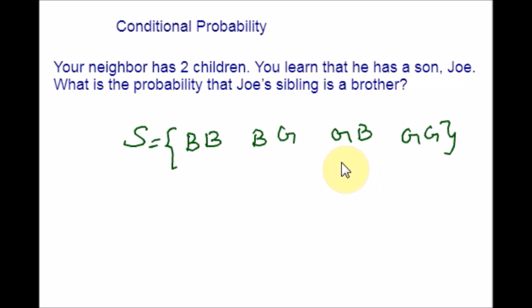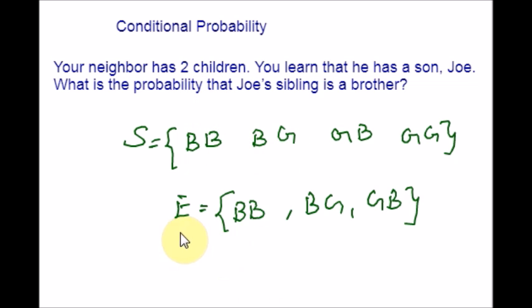Therefore, the event E that the neighbor has a son is the set E. So the event is the occurrence of boys. I am taking only the outcomes that have a boy in them. Let the event F be that the neighbor has 2 boys. Okay, that is, Joe has a brother is the set F. Generally, I used to take E and B. As we are already using these letters, I am taking events E and F.